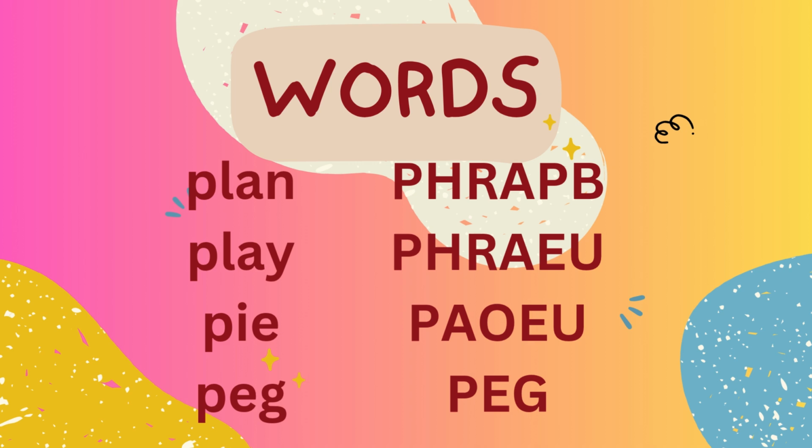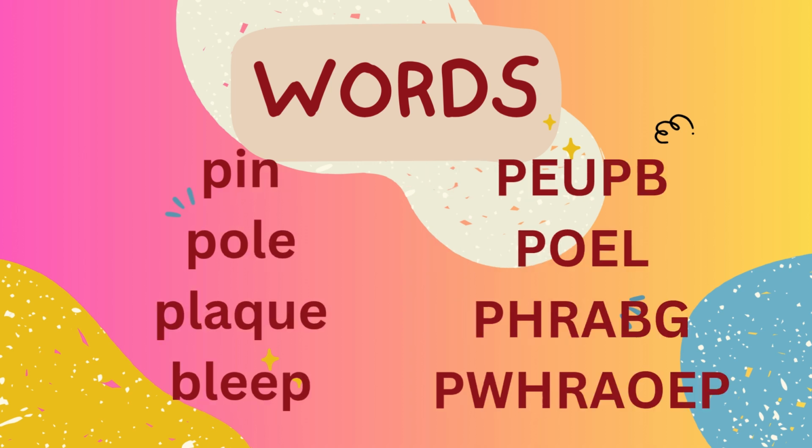Now let's try to practice these words. Plan, play, pie, peg. Okay, let's proceed. We have another set of words. Pin, pole, plaque, bleep. All right, let's start with pin.